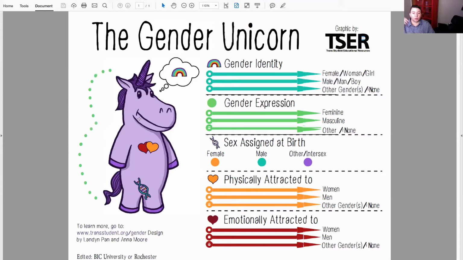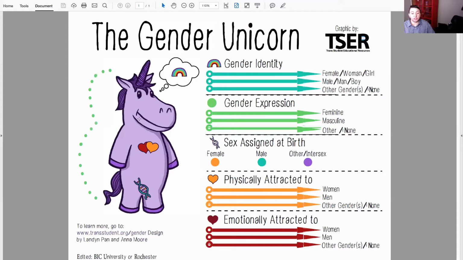Next, we're going to talk about gender identity. This is the little rainbow coming off of the unicorn's head. This is because the unicorn is thinking about gender identity. It's how the unicorn defines itself and how the unicorn experiences gender. For people, you can experience this along spectrums of being a woman, being a man, being other genders, being no gender. Lots of options. Gender expression is next. Using the green dots on the outside of the unicorn, this is the way that a person or a unicorn expresses gender. It can be feminine, masculine, androgynous, none, a combination of things.